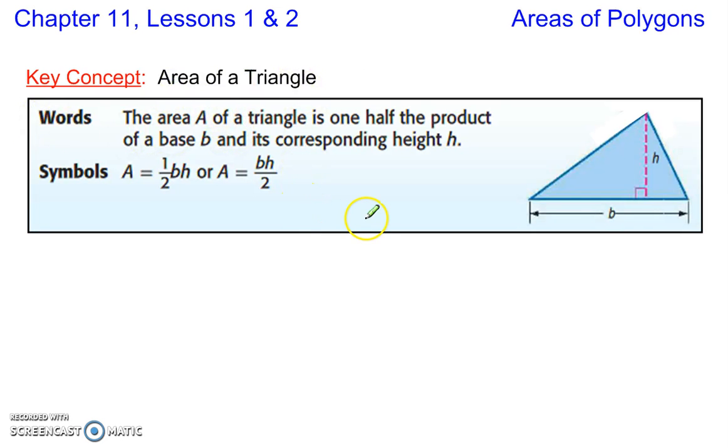All right, area of a triangle. Also not new: either one half base times height or base times height divided by 2. I prefer this form because usually when we're solving, this is easier to see. We have to multiply by 2. Again, remember, base and height are at a right angle.